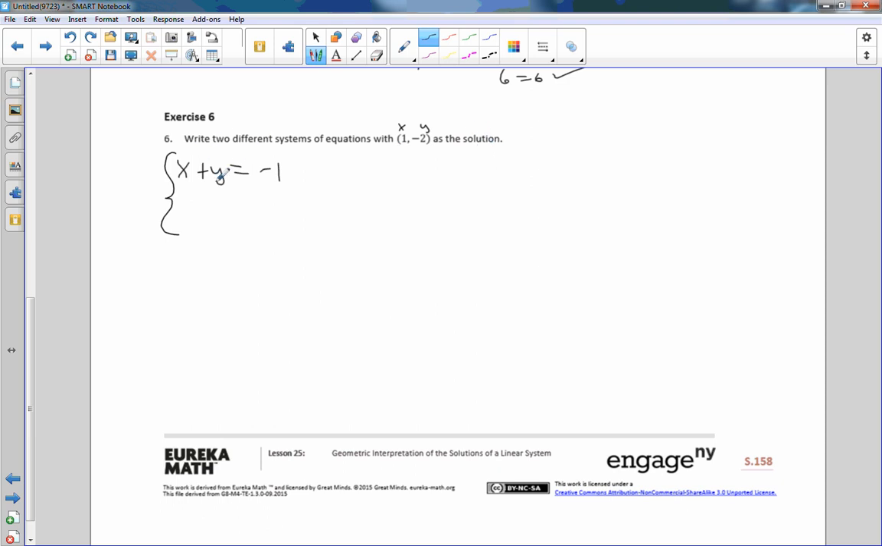I've had a little more experience with this, so it might be a little easier for me, but we could also graph it and do slope intercept. So if I did that, I'd plot the point 1, negative 2, and plot this equation. That's another way of doing this. But I can also just come up with an equation that would make both of these true. So how else could I do this?